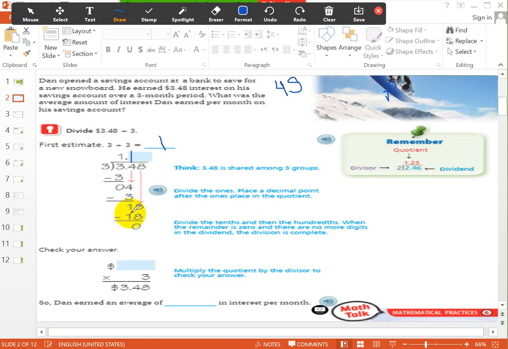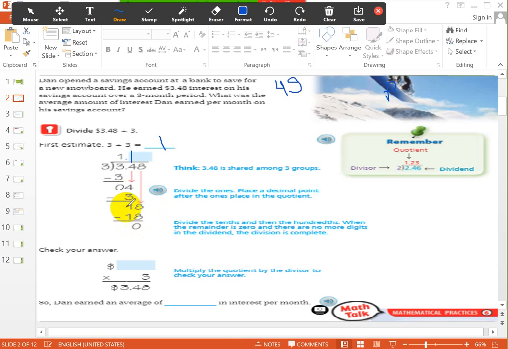Okay? The same steps. Then I will take the next digit, or the second digit after the decimal point, which is 8 right here, and put it next to the 1, right? So it will be 18.